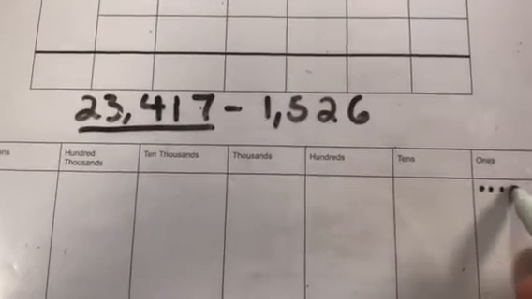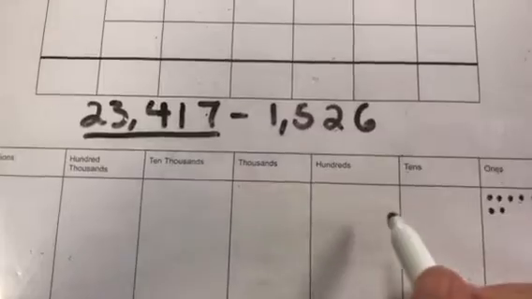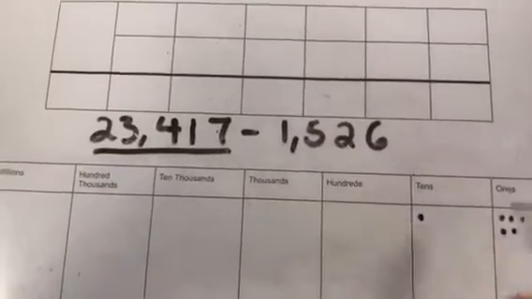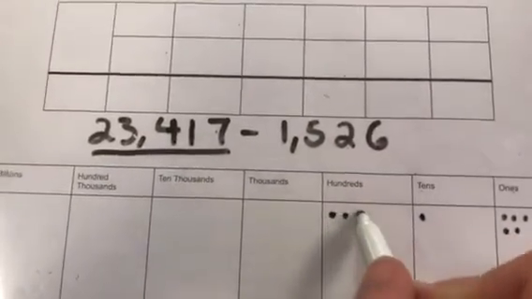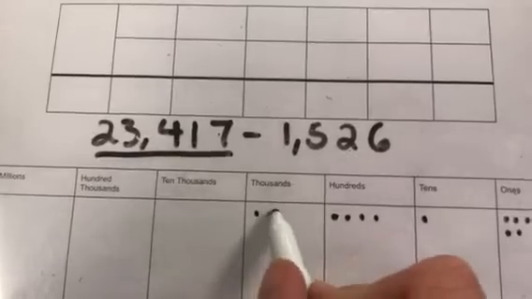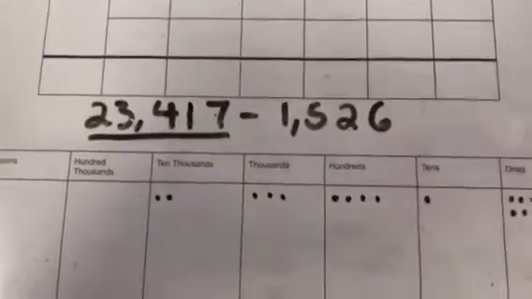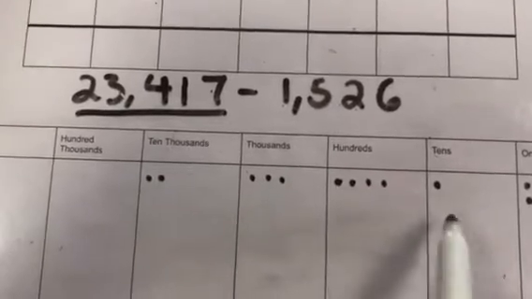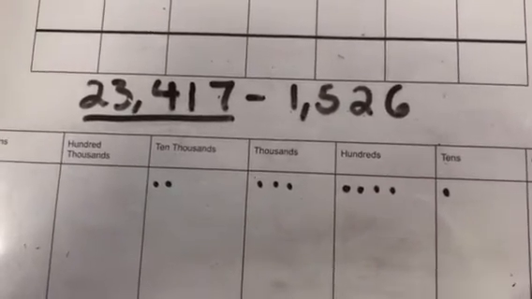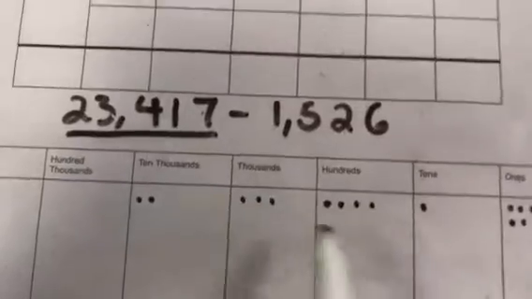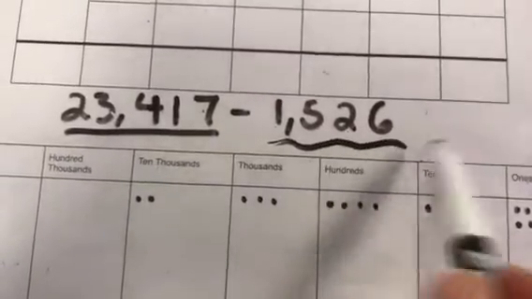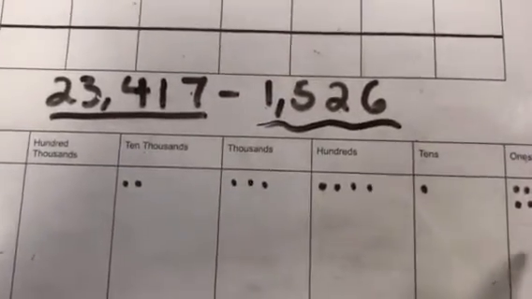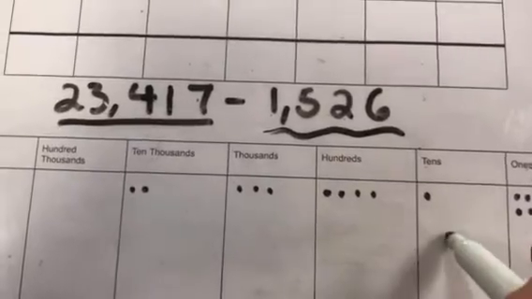So I'm going to put 7 ones, 1 ten, 4 hundreds, 3 thousands, and 2 10,000s. So that is 23,417. Now I'm going to represent the number I'm removing using digits.